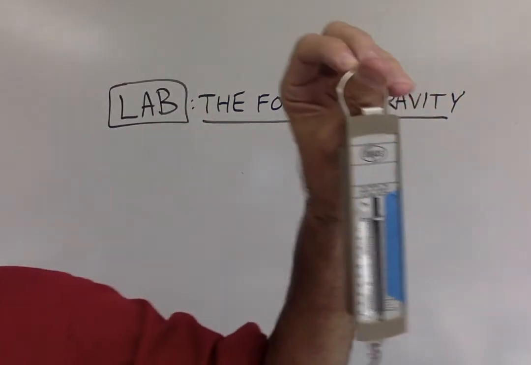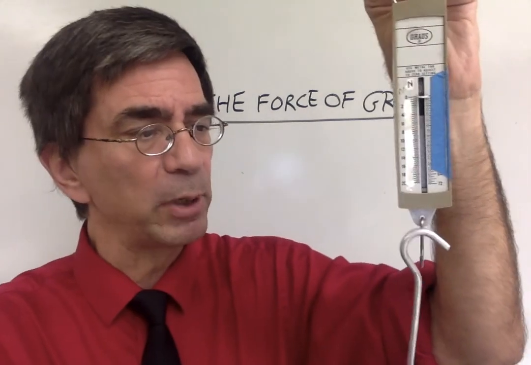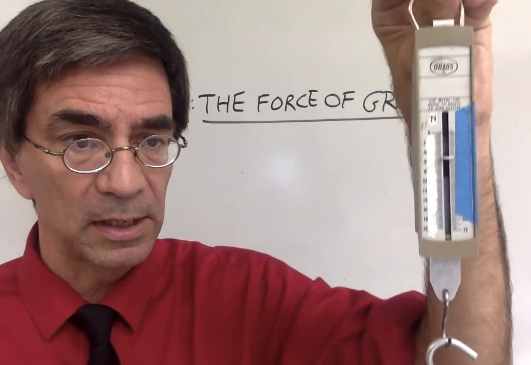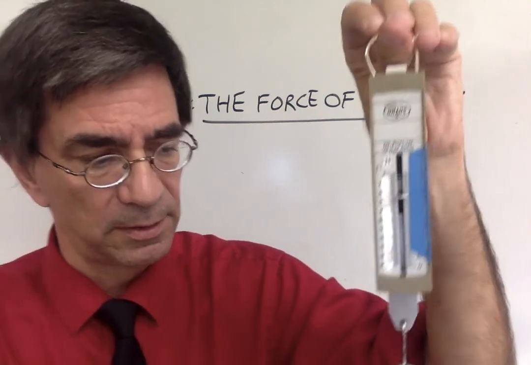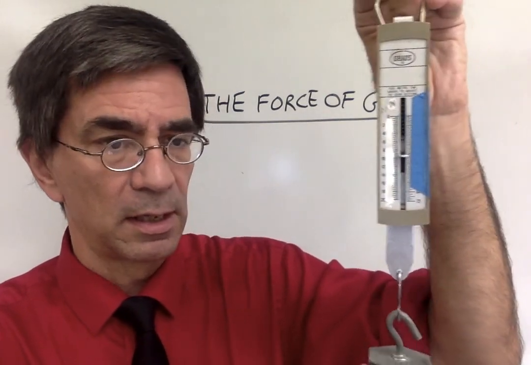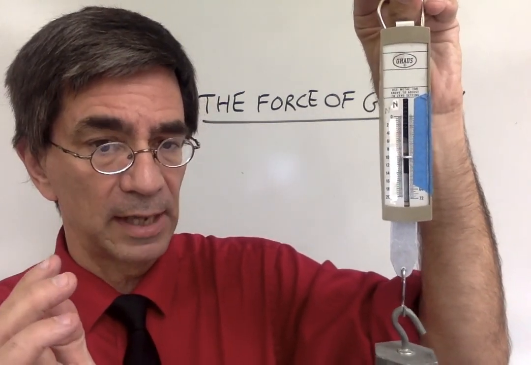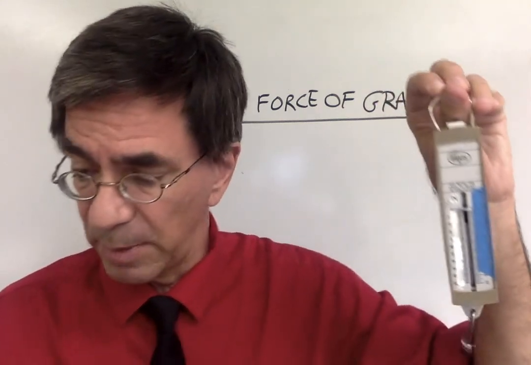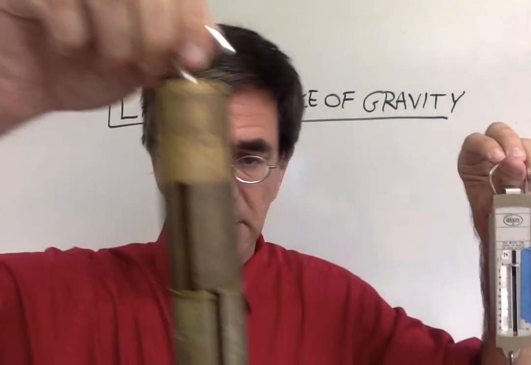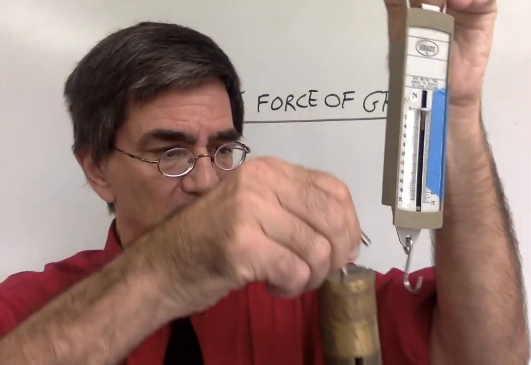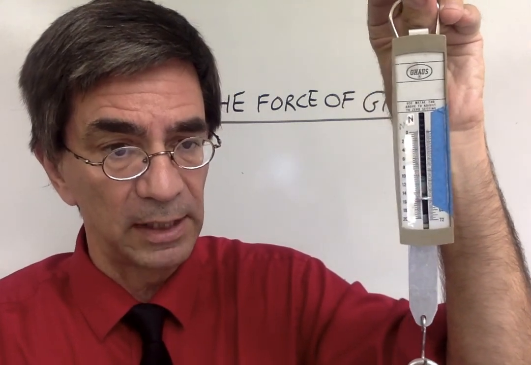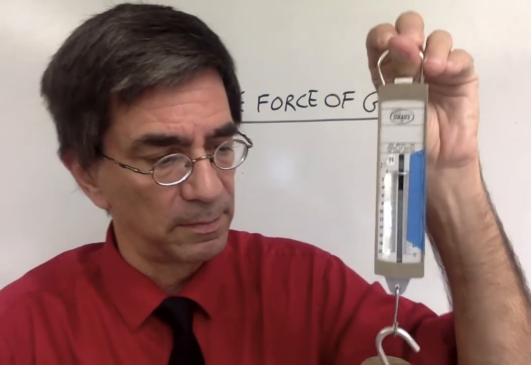The next object has a mass of 0.5 kilograms, half of a kilogram, and we get a gravity force of about 5 newtons. Next, 1 kilogram, the gravity force is 10 newtons, and if you've been paying attention, you might be able to predict what values we're going to see next. The next object has a mass of 1.5 kilograms, and we measure a force of gravity of about 15 newtons.